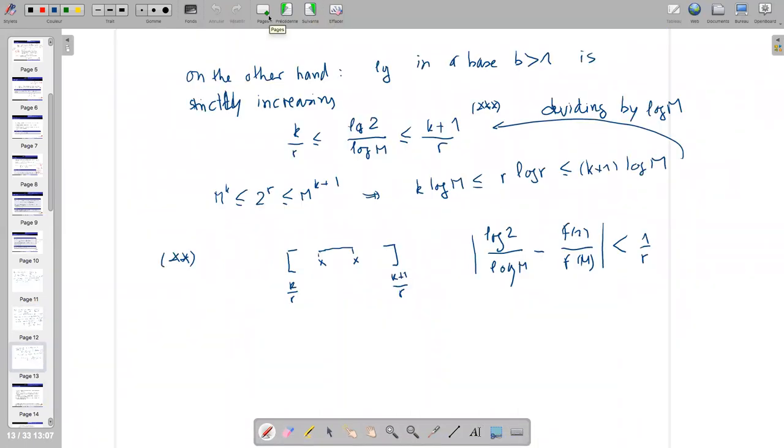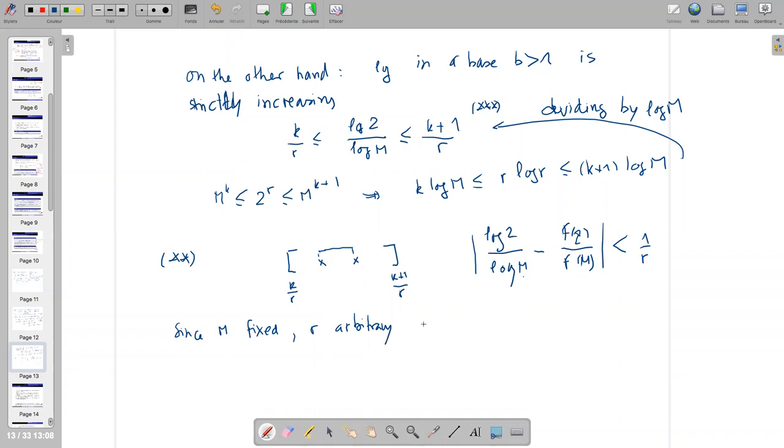So we have proven that the difference between the ratio F2 over Fm and log 2 over log m cannot be bigger than 1 over r. Okay, so now since m is fixed and r is arbitrary, I can take r as large as I like. So this will be true for every r.